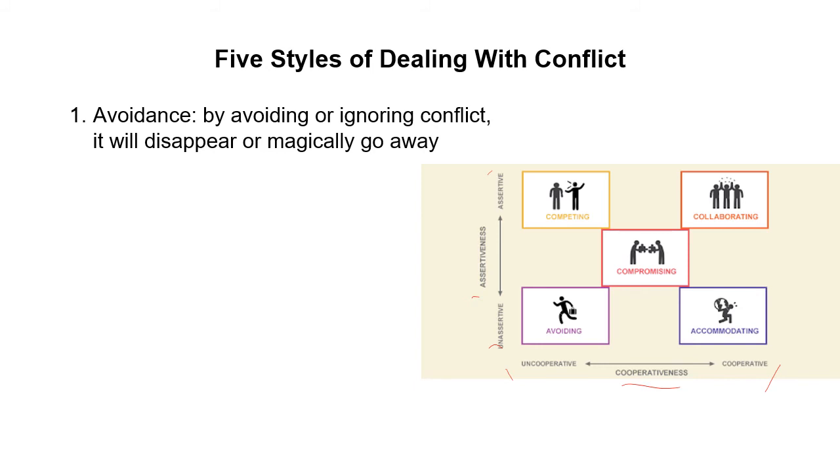And you've got 5 things that come into here, these 5 styles of dealing with conflict. The first is avoidance. Avoidance is basically where you believe that by avoiding or ignoring the conflict, it'll go away. And this is actually the most common way that people deal with conflict.